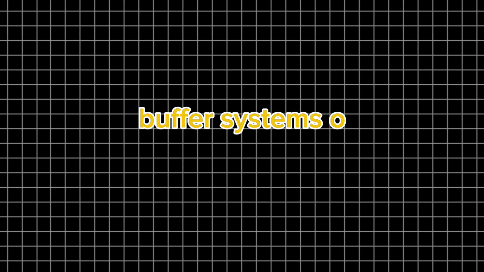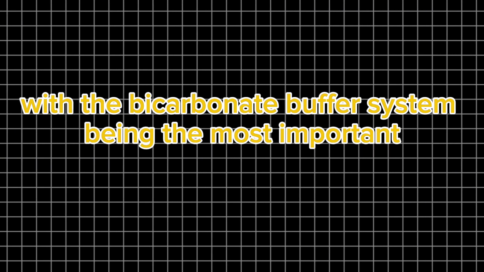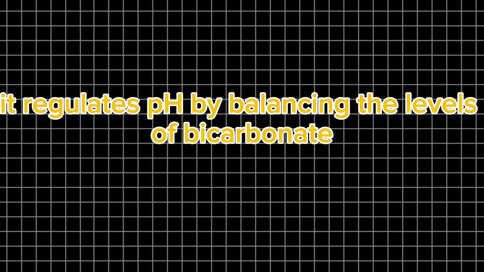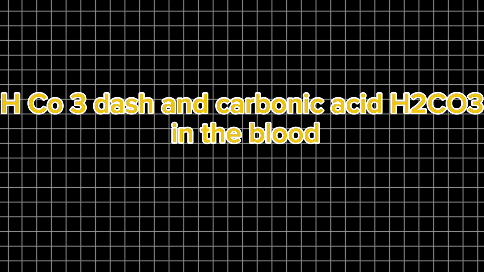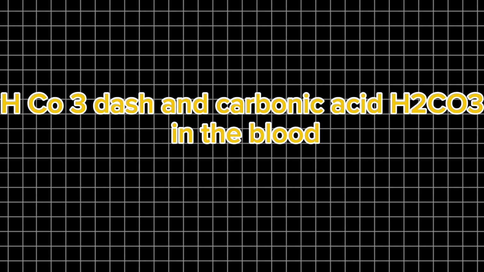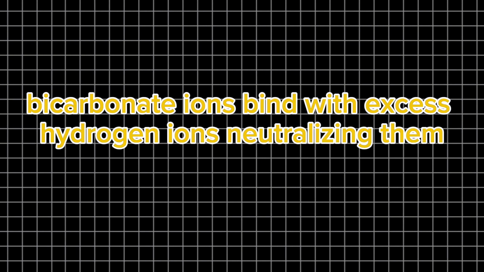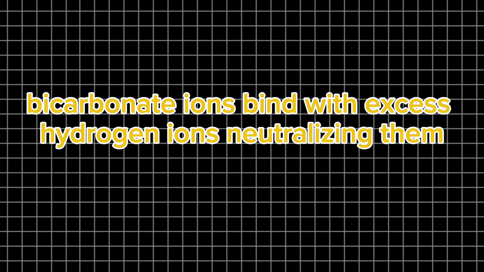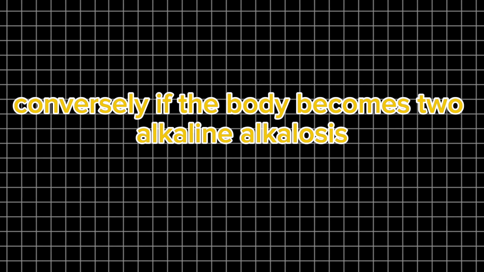D. Acid-base balance. 1. Buffer systems. The body uses several buffer systems to maintain pH homeostasis, with the bicarbonate buffer system being the most important. It regulates pH by balancing the levels of bicarbonate, HCO3-, and carbonic acid, H2CO3, in the blood. When the body becomes too acidic, acidosis, bicarbonate ions bind with excess hydrogen ions, neutralizing them. Conversely, if the body becomes too alkaline, alkalosis, carbonic acid dissociates to release hydrogen ions, lowering the pH.